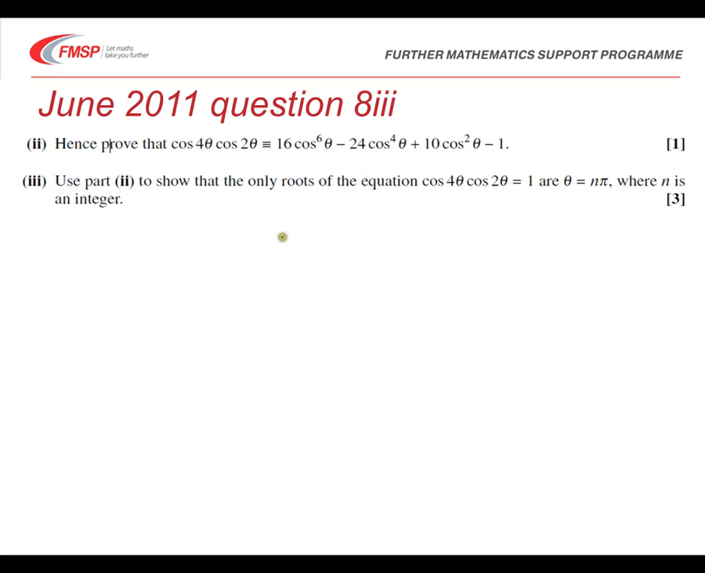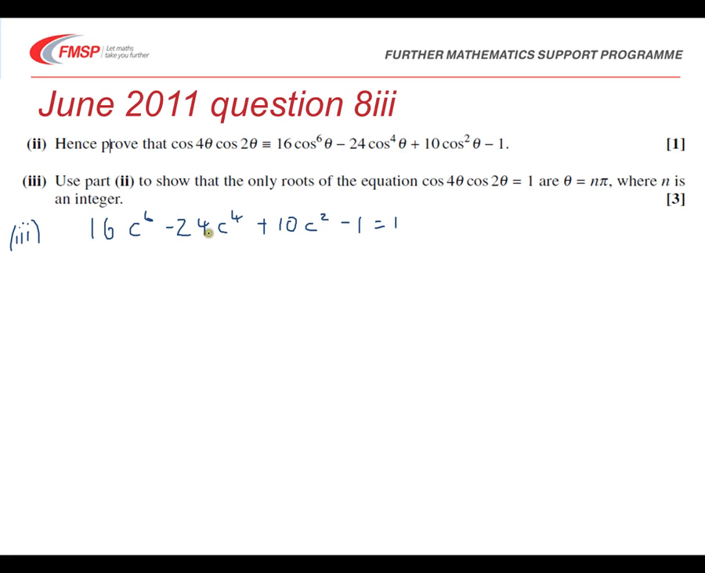So, in part 3, you're asked to use part 2 to show the only roots of cos 4 theta, cos 2 theta equals 1, are theta equals n pi. I've copied over what it should be here, because that's what we're going to use. So we are doing part 3 here. I basically want to solve 16c to the 6 minus 24c to the 4 plus 10c squared minus 1 equals 1. Now I need to take that 1 over to the right hand side.